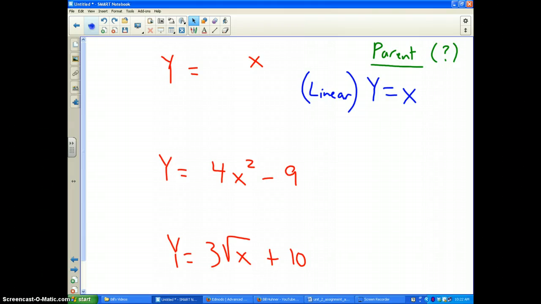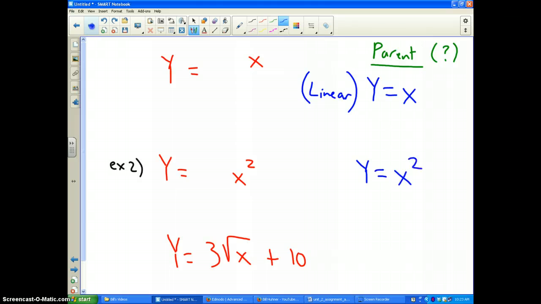Some other examples that you'll see later on this year is, for example, number 2. It says y equals 4x squared minus 9. Well, we're going to erase the minus 9. We're going to erase the times by 4, and the directions said to figure out the parent function, leave the power. So for this particular example, our parent function is y equals x squared.